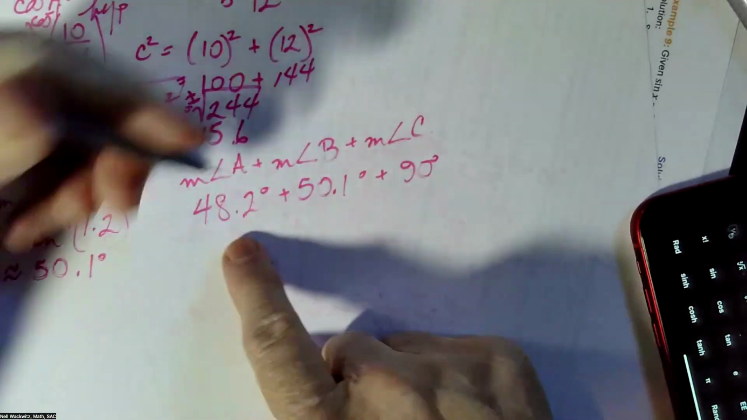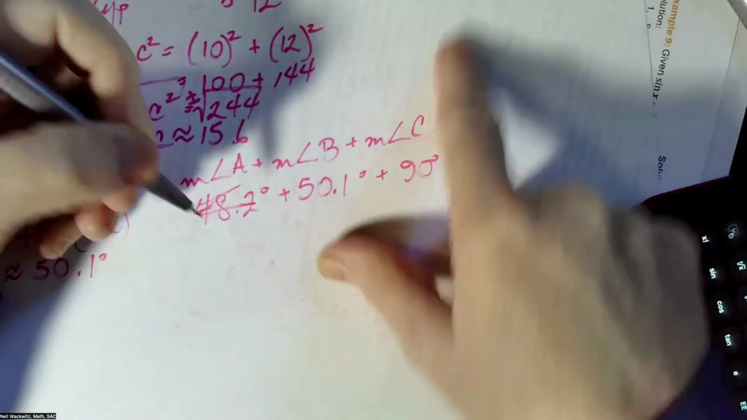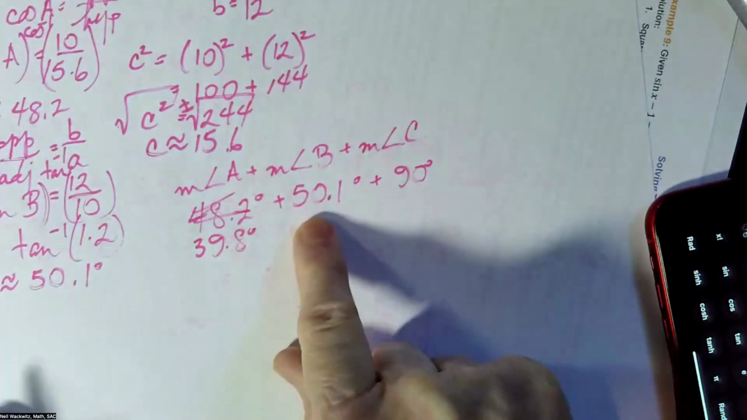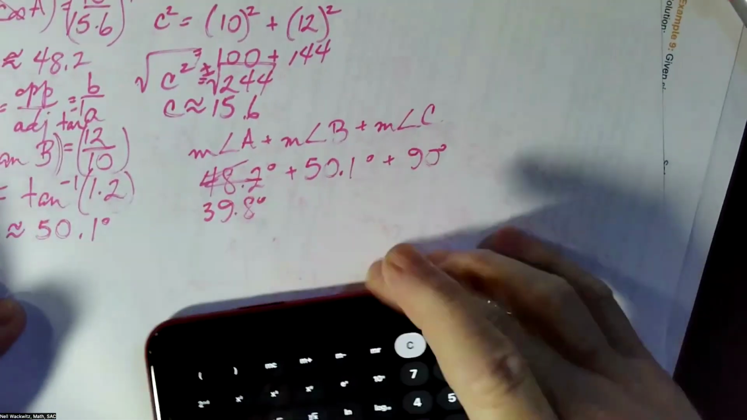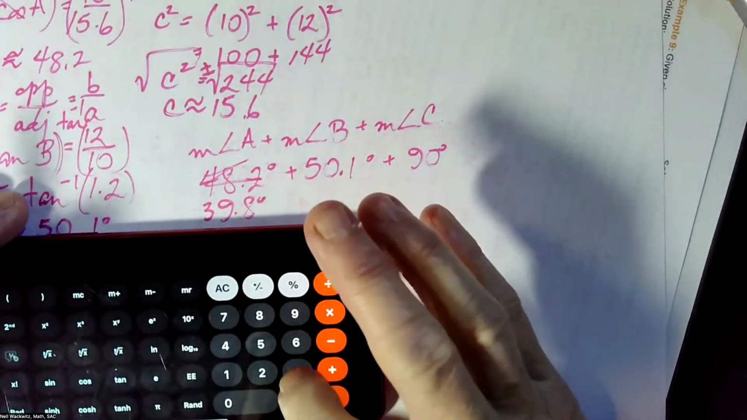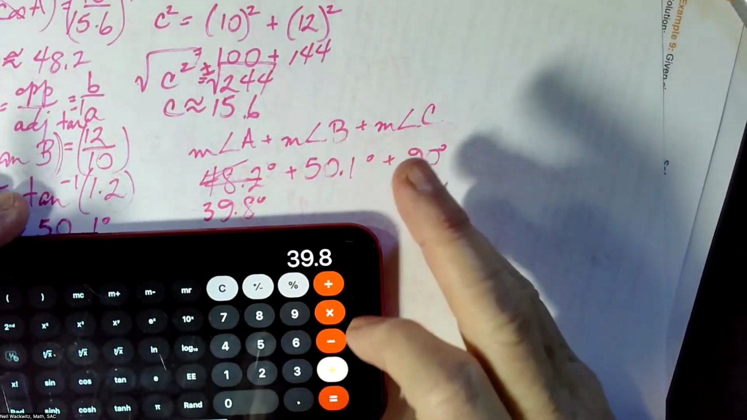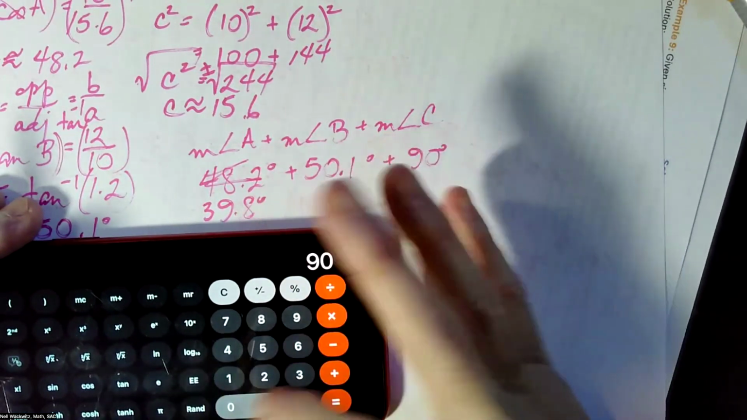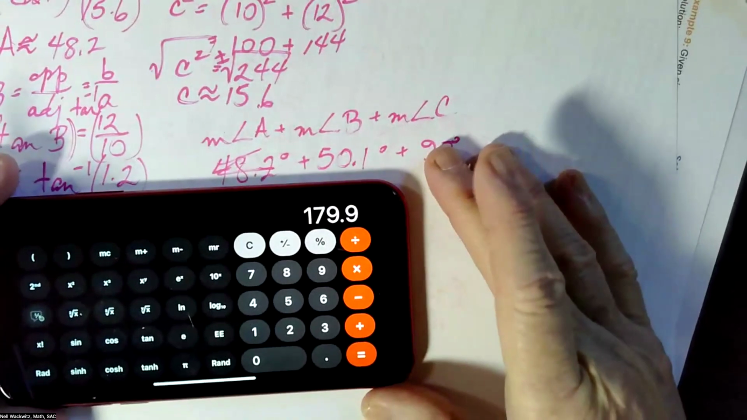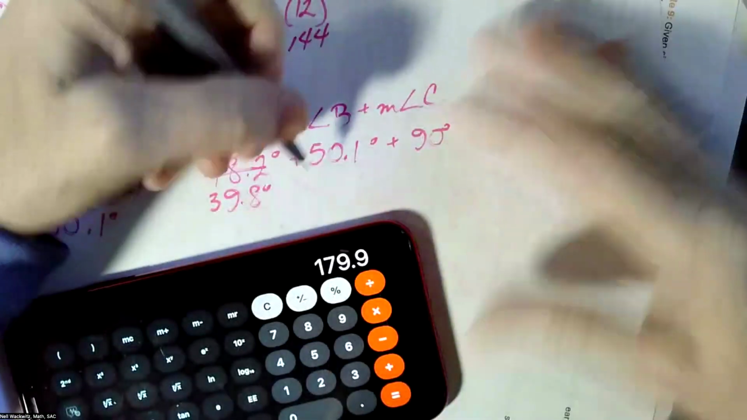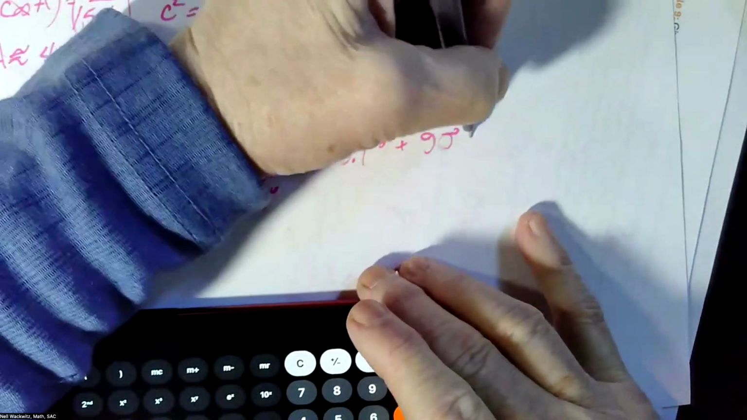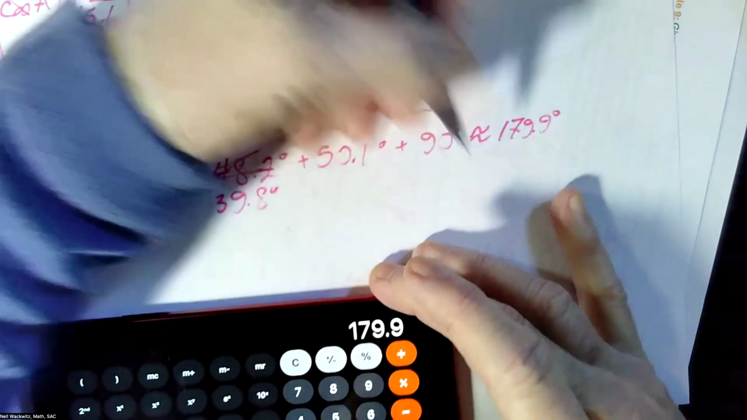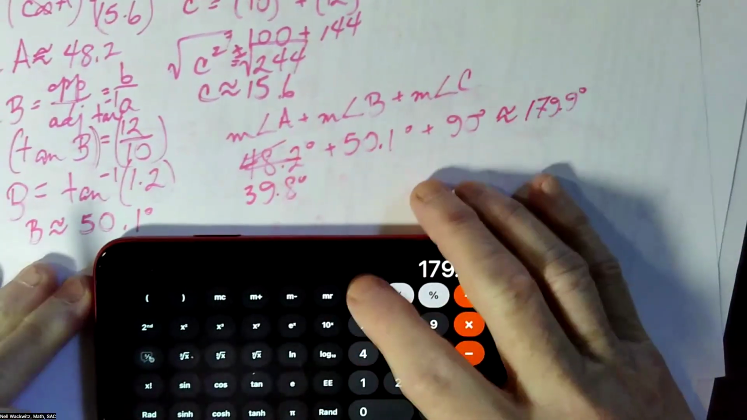Okay, now we get some better values here. So we have 39.8 plus 50.1 plus 90. And we're very close. 179.9, and that's close enough. So we're very happy.